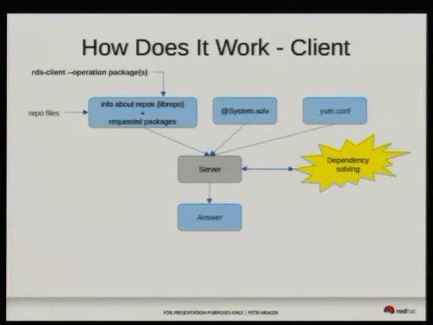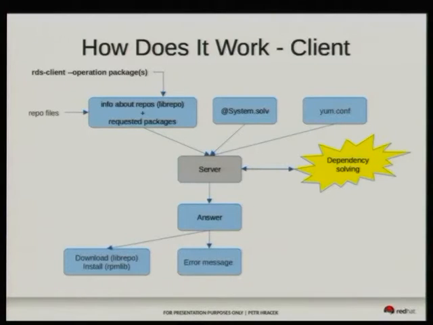The answer can contain three types of information. First is a list of packages that we will install and with which we will do the requested operation, so install, update, erase. Second type of information is error message. This means dependency error, that dependency cannot be solved from some reason. And the third type of information is that it's nothing to do. That means that all the requested package that you type are already installed, so nothing to do. Second part of the project contains the second console application. It's a server, and Michal will tell you something more about it.